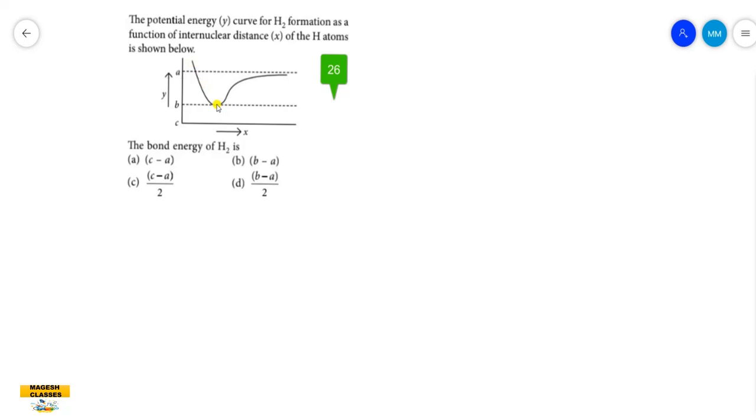So this portion is equal to B, where the hydrogen molecule is formed. Here the two hydrogen atoms are at a distance. So this is the energy of the hydrogen atoms and this is the energy of the hydrogen molecule. So the bond energy is equal to the difference between A and B. That is, the answer is B.